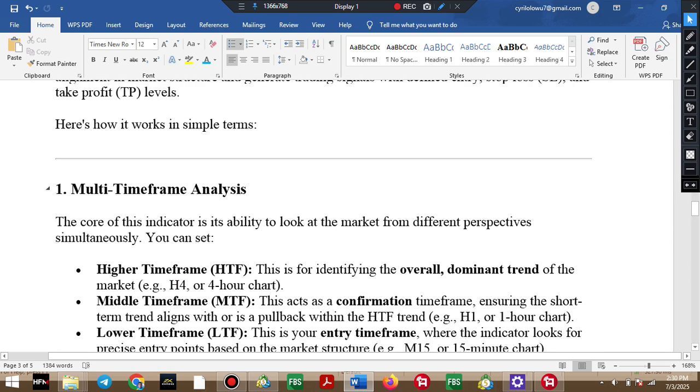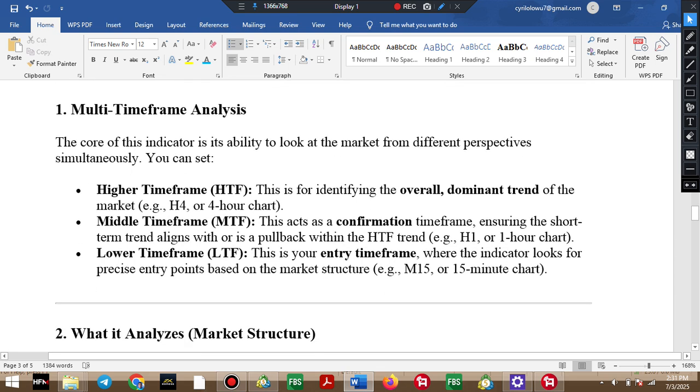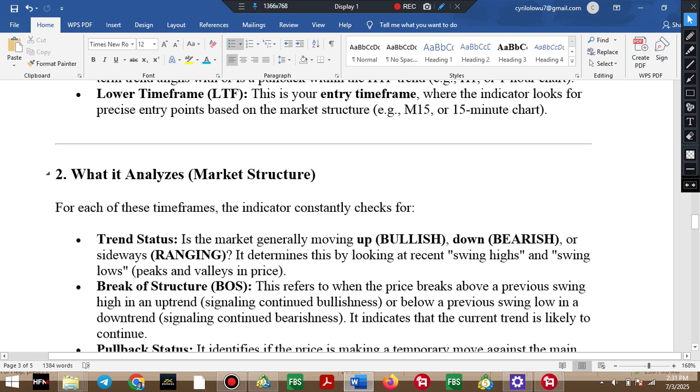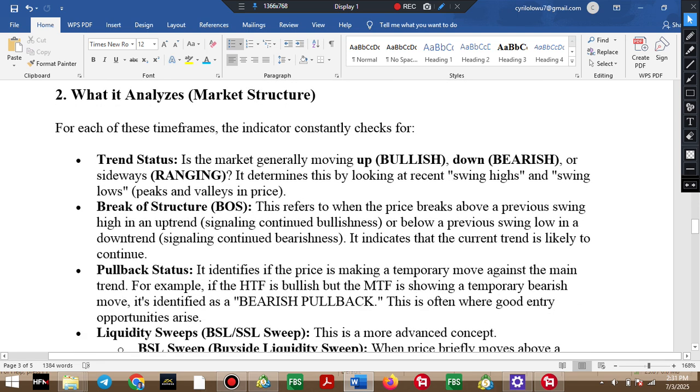1. Multi-Timeframe Analysis. It also has the ability to monitor the 3 time frames, but in this case it's a bit different from what version 3 does. Now the core of this indicator is its ability to look at the market from 3 perspectives simultaneously. You can set it to any time frame of your choice, like I told you earlier on. Then 2, it analyzes the market structure. That means it analyzes when there's a bullish market, a bearish market, a break of structure, and every other necessary information regarding the structure of the market on all these time frames you've inserted in it.